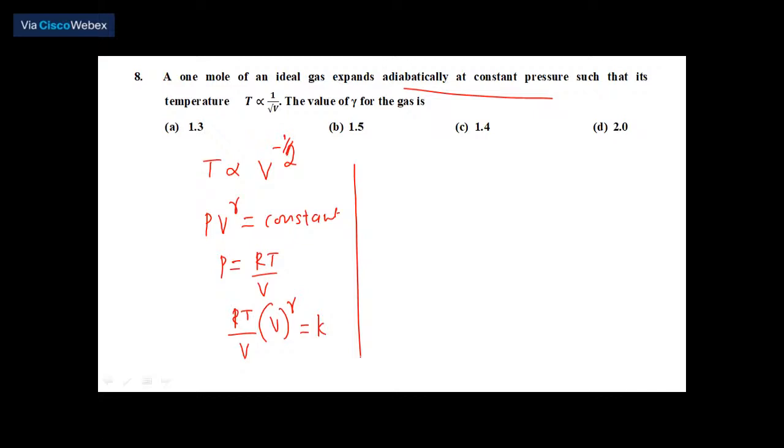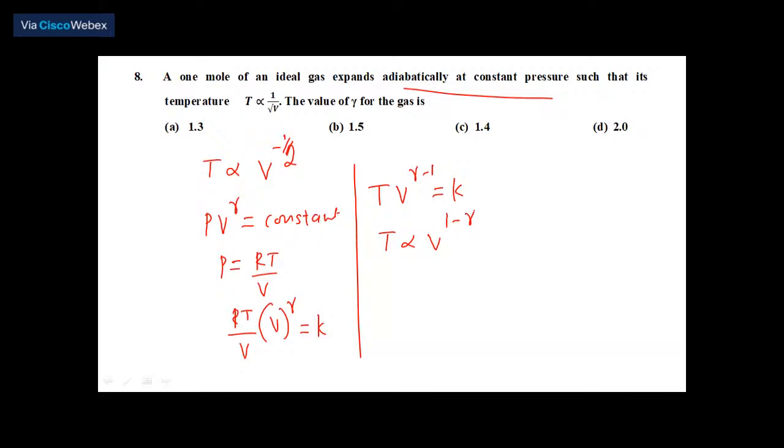So it is TV to the power gamma minus 1 is equal to constant. Or we can write T proportional to V to the power 1 minus gamma, because we can write this as T is equal to K divided by V to the power gamma minus 1 in the denominator. That becomes V to the power 1 minus gamma on coming to the numerator. We already have an equation connecting temperature and volume. The first equation is T proportional to V to the power minus half. And now we have got T proportional to V to the power 1 minus gamma.